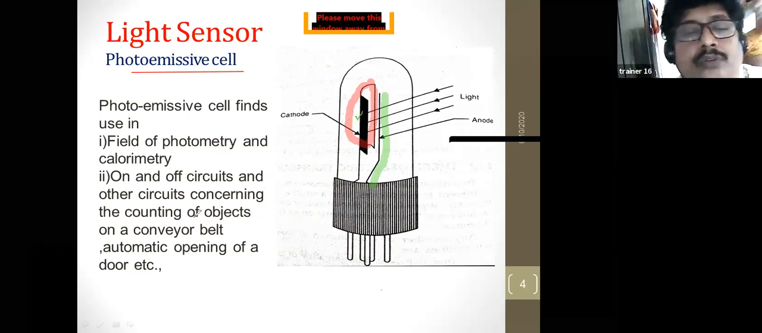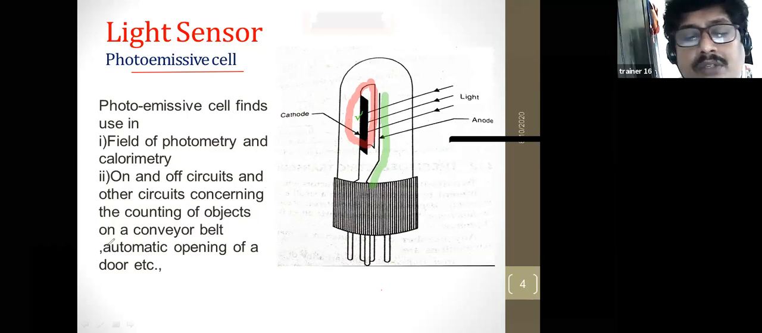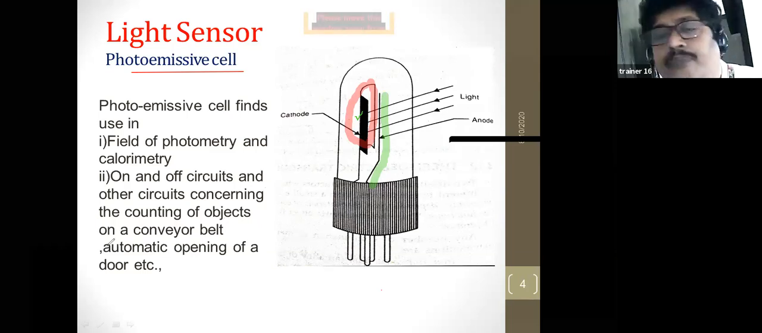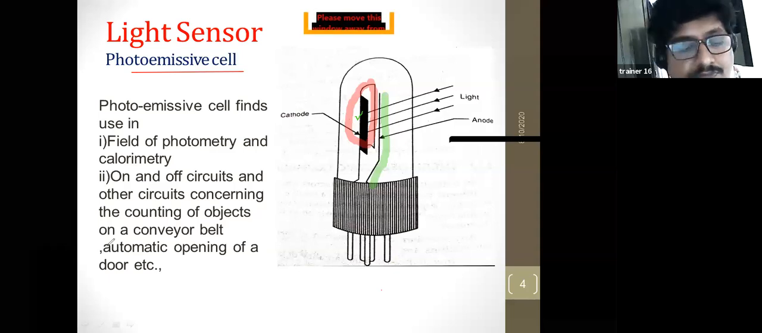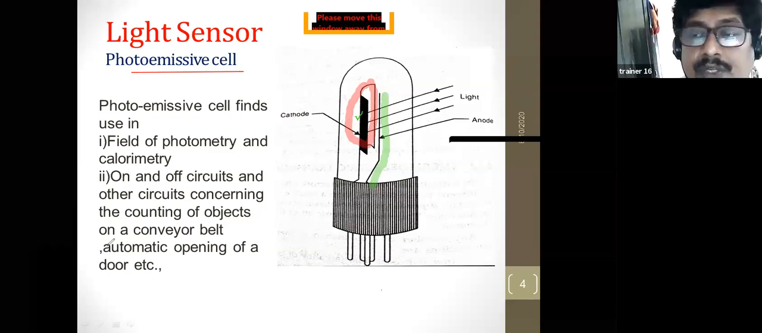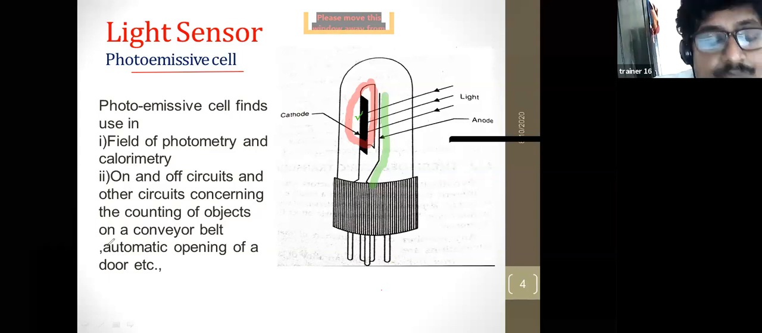This cathode is in a semi-cylindrical shape. All of you know the photo emission cell. We can also call it a photo tube. It is based on the emission of electrons from the metal cathode, that is, from the cathode material.